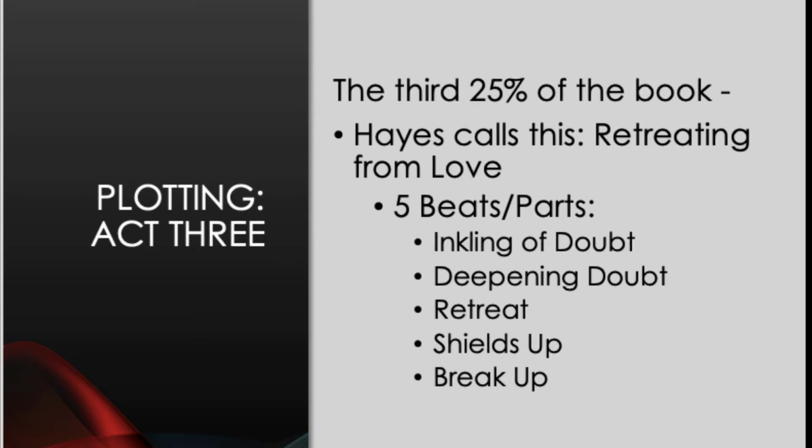Act 3. You're now going to write the third quarter of the story. The first is the inkling of doubt, and this is all about retreating from love. Inkling of doubt is time for that sucker punch. You're going to look at the no ways from earlier in the story, the flaws, their wounds, and start planting a seed of doubt within each of the characters of why this whole thing is a bad idea. This can be happening externally and internally.